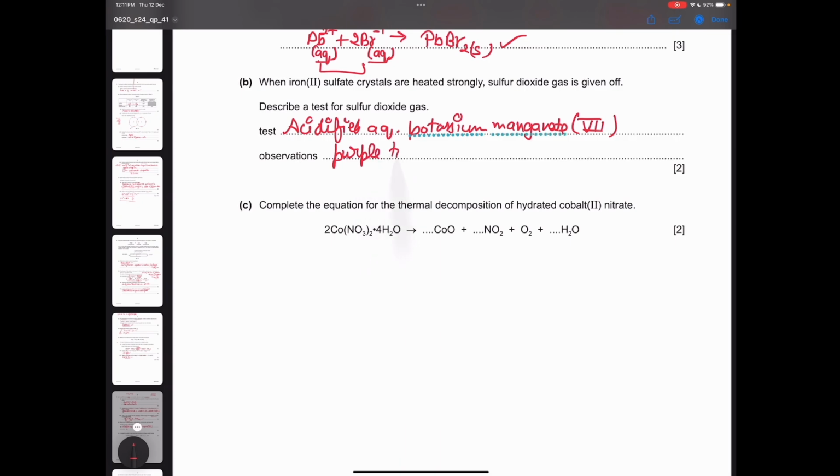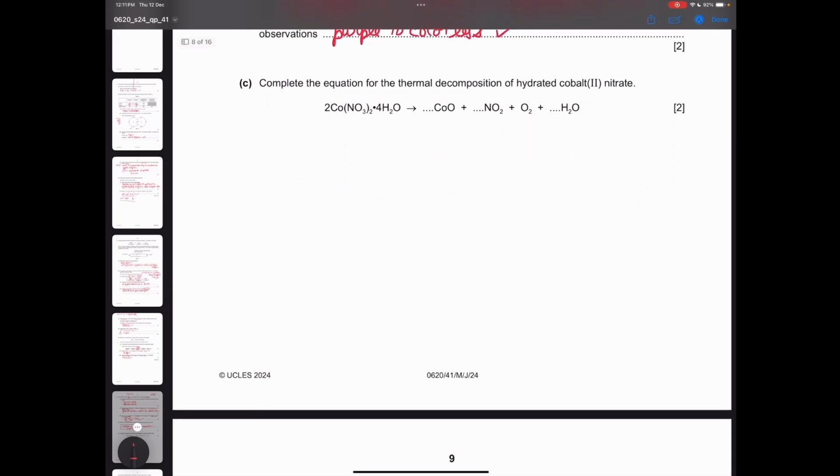You must have done this practical in school. Currently, it's not a practical paper, so we just need to remember the values, the observations. Now, complete the equation for thermal decomposition of hydrated cobalt nitrate. It's again a simple maths question. I consider these questions to be maths questions only. Just count the number of atoms.